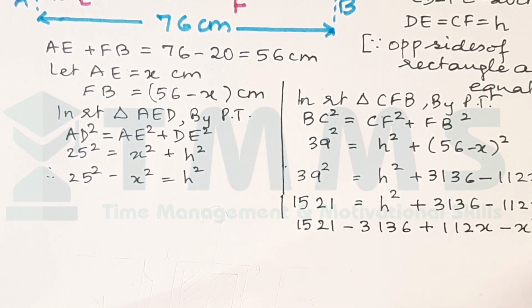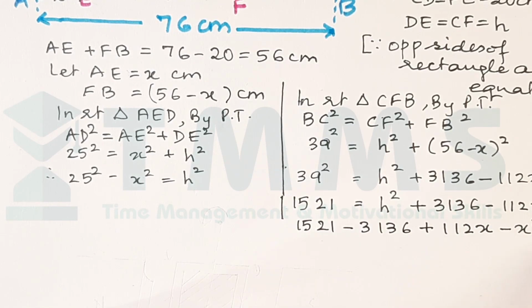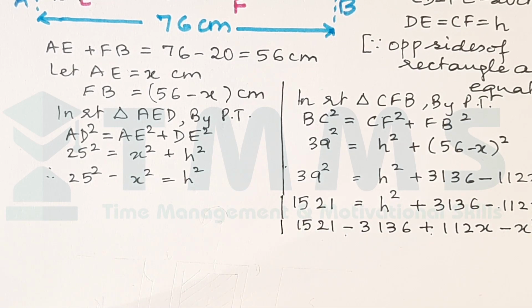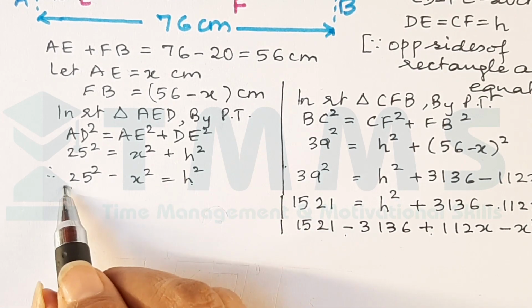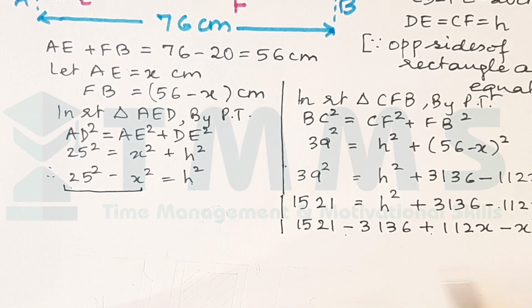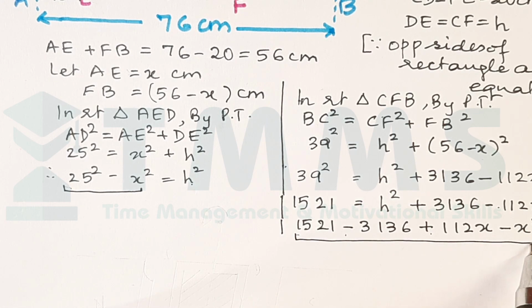This h square I kept here only, and all these things I brought to the other side. So when they were transposed to the other side, their signs changed. Can you see that? Okay. Now, can you see h square is this and h square is this as well?